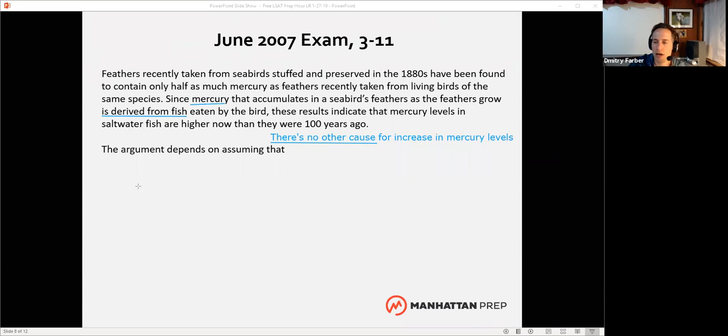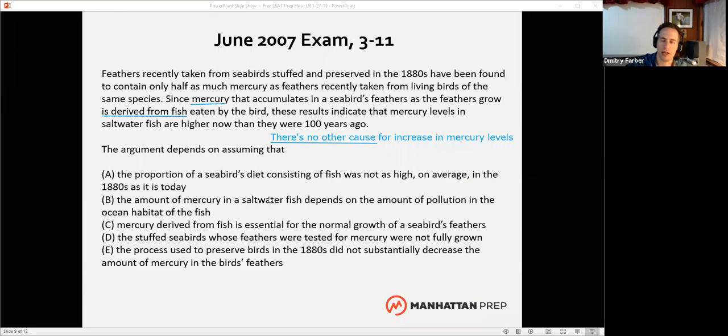So often in a causal argument, we will have these sort of broad predictions. Sometimes we'll say, hey, it's the other way around. Here, that doesn't quite make sense. We're not going to say it's really not the fish that caused the mercury, it's the mercury that causes the fish. What does that even mean? So I think ruling out another possibility makes a lot more sense. Okay, see if you find an answer that you like.